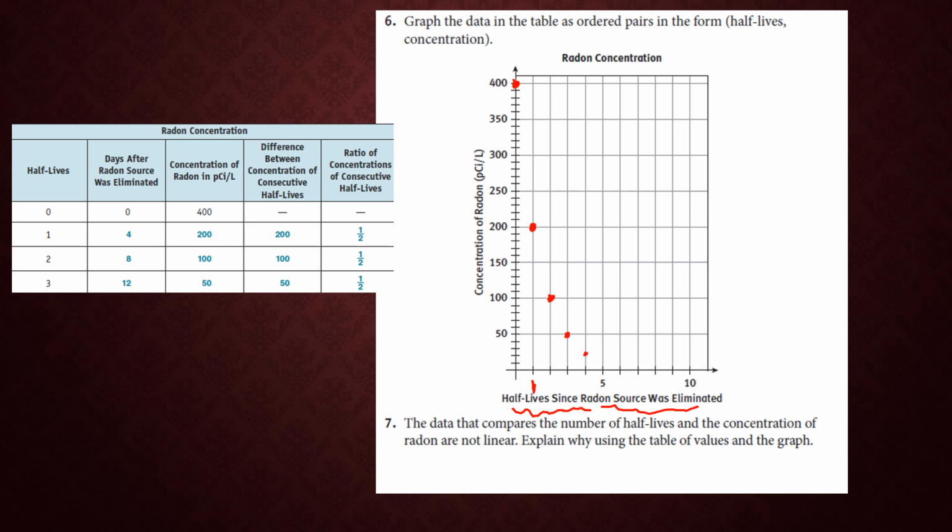So number 7 says the data that compares the number of half-lives and the concentration of radon are not linear. Explain why using the table and the graph. So not a constant rate of change. That's from the table. And then from the graph, that it's not a line. So graph is not a line.